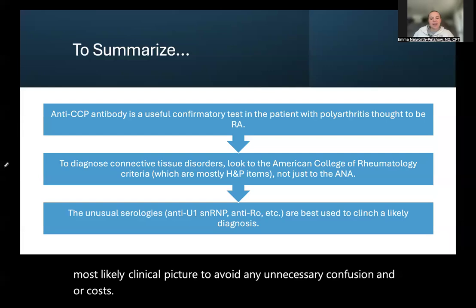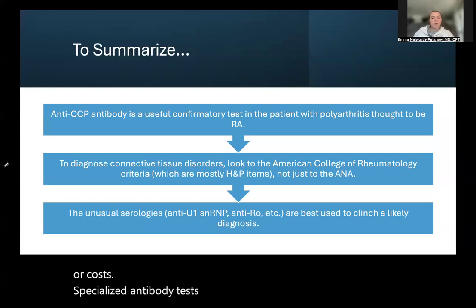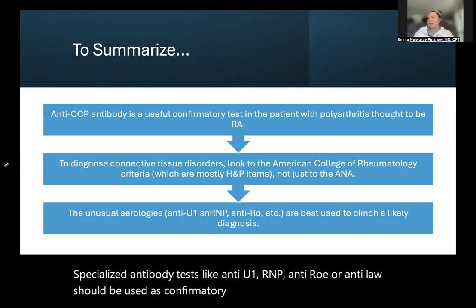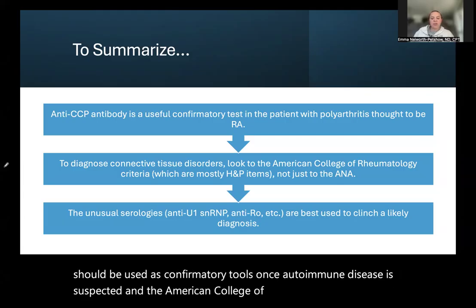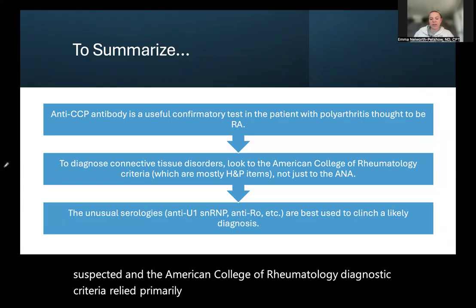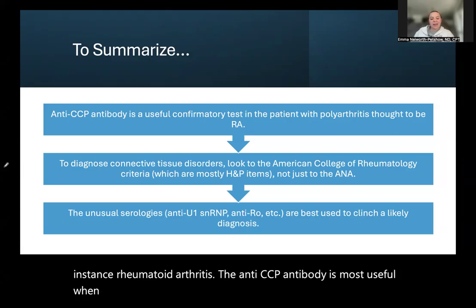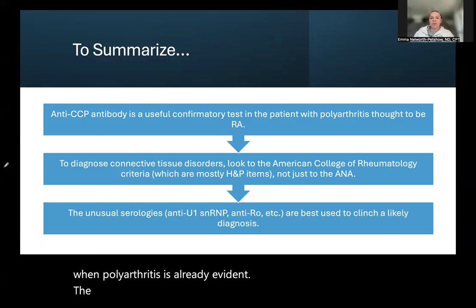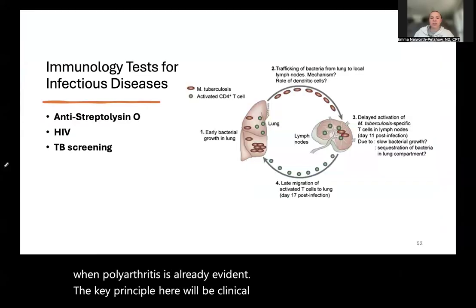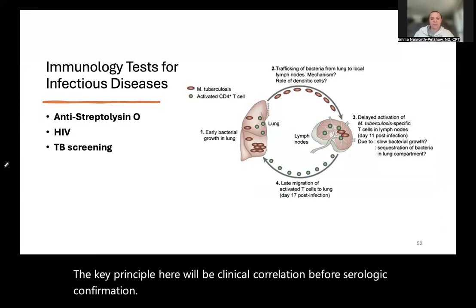Specialized antibody tests like anti-U1RNP, anti-Ro, or anti-La should be used as confirmatory tools once autoimmune disease is suspected. And the American College of Rheumatology diagnostic criteria rely primarily on clinical features, not just serology. For instance, in rheumatoid arthritis, the anti-CCP antibody is most useful when polyarthritis is already evident. The key principle here will be clinical correlation before serologic confirmation.